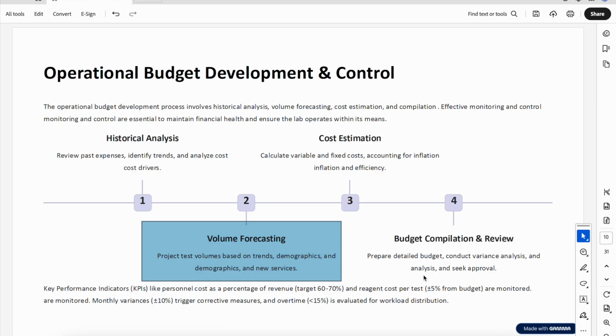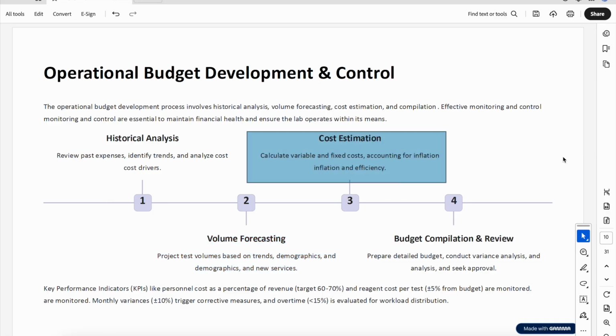Step 2. Volume forecasting. Project test volumes based on historical trends, demographic changes, and new services. Consider factors like population aging, new physician specialties joining the hospital, or planned marketing initiatives that might increase test volumes.